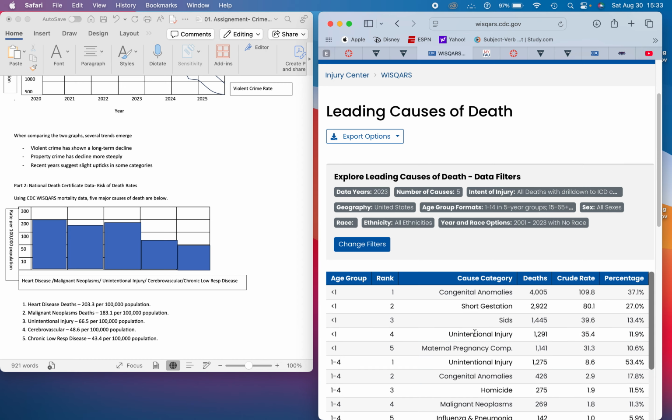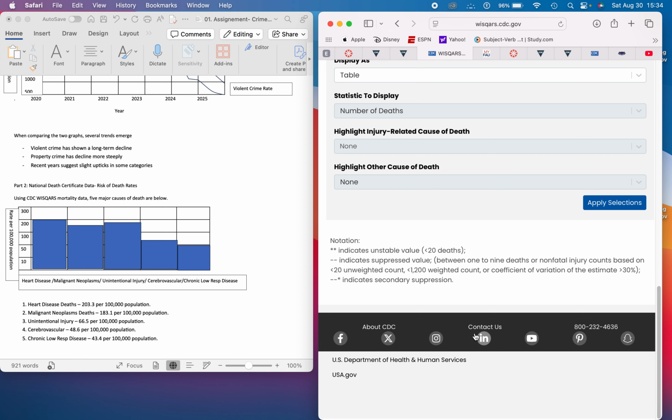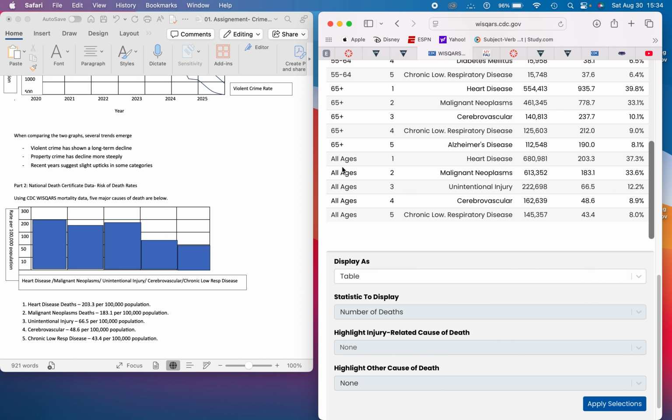And when I submit, they give me all the options right here. But in order for me to get the top 5, I have to go to all ages because this is what I put. As you can see, all ages, all the numbers are here. As you can see, the leading cause of death is heart disease, and this is it right here. The numbers are accurate. 203 is the rate per 100,000 population.